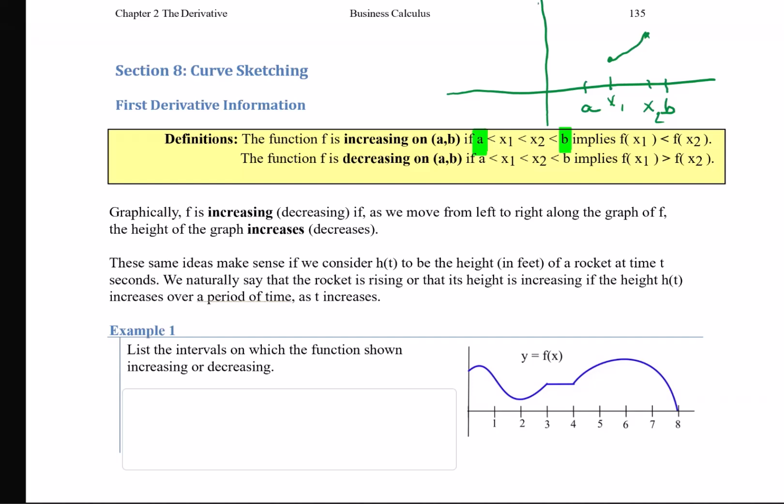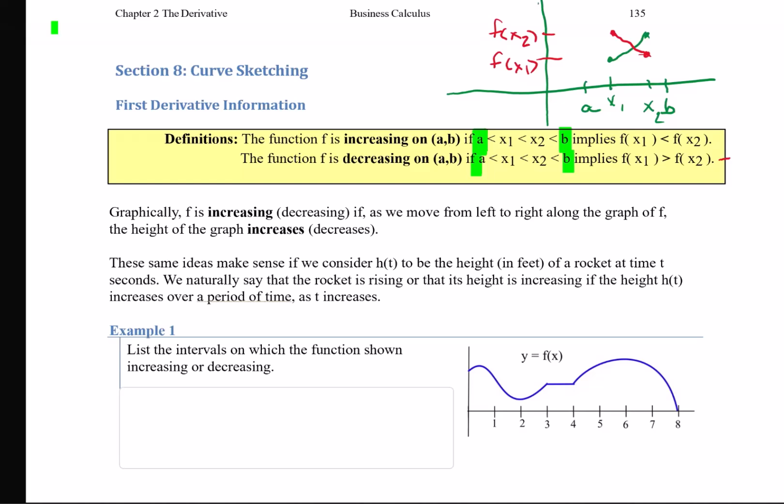The same is true if I did the opposite, where everything's exactly the same, but now it says it's decreasing if on this interval y1 is bigger than y2. Let's call this f of x1, and we'll call this f of x2. x1 is less than x2, so we can see that it's coming down, or decreasing.